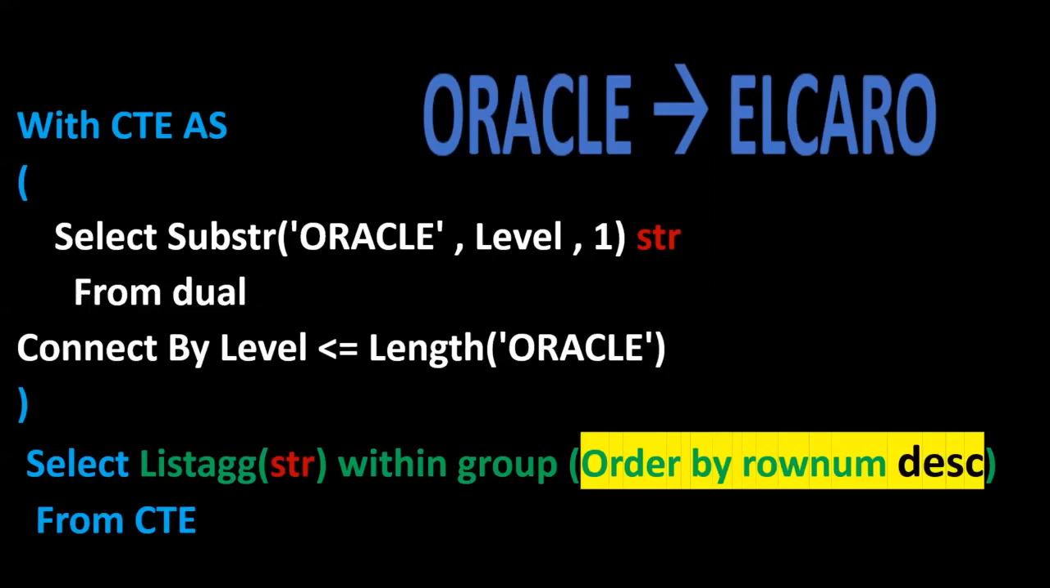If you put order by row number ascending, then as it is Oracle will be printed. So descending we need to mention so that reverse of a string can be achieved.